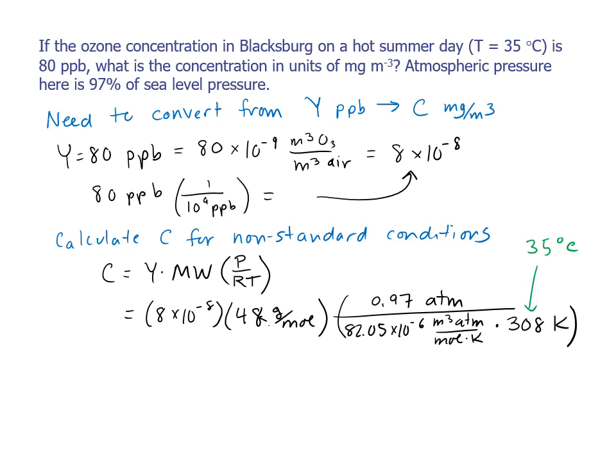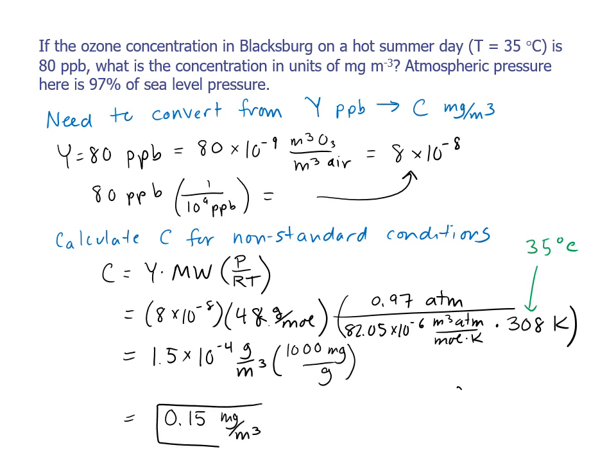Now if I run that through the calculator, I get 1.5 times 10 to the minus 4 grams per cubic meter of ozone. I was asked for it in milligrams per cubic meter of ozone, so I multiply by 1,000 milligrams per gram to convert, and I get 0.15 milligrams of ozone per cubic meter of air.